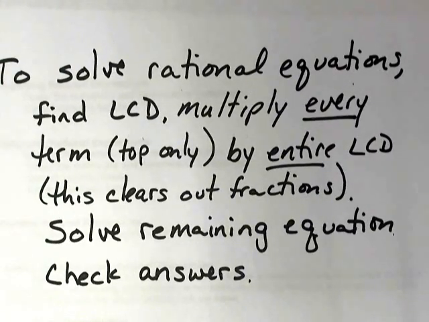To solve rational equations, find the LCD, multiply every term, top only, by the entire LCD. With adding and subtracting, it was the missing factors, top and bottom. When solving, it's the whole LCD on top. And then solve. And of course, you can always check to make sure that you had the right answer. And that's the chapter on rational expressions and equations.